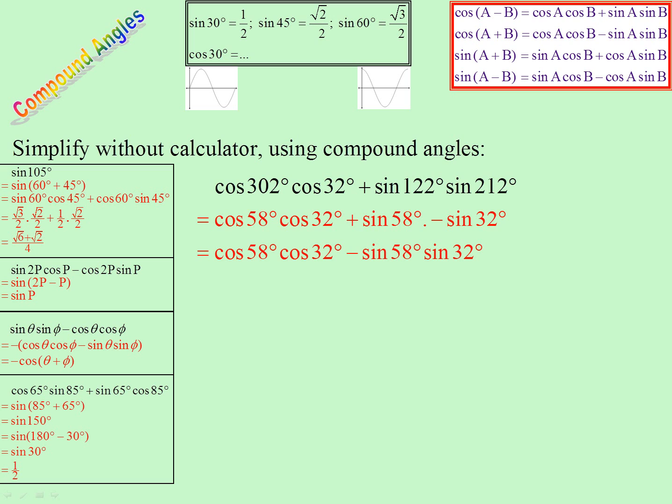There we are. Now we have the cos cos minus sine sine. There we are, cos of A plus B. Cos of 90, oh, picture the cos graph, 90, oh, naught.